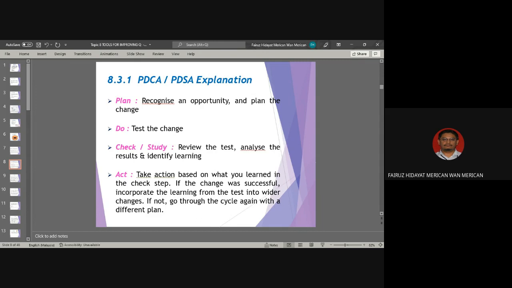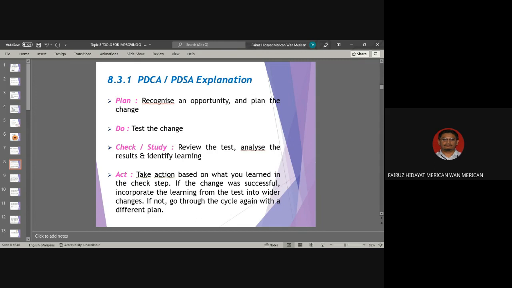And the fourth cycle is act. So they will take action based on what they had learned from the check or study cycle. They analyze the results and then they take action based on the analysis. So if the change was successful, meaning that it had improved the quality, then they will incorporate that into their process. Right? And if the change did not help improve the quality, then they will go through the cycle all over again. So they will go back to the planning stage.